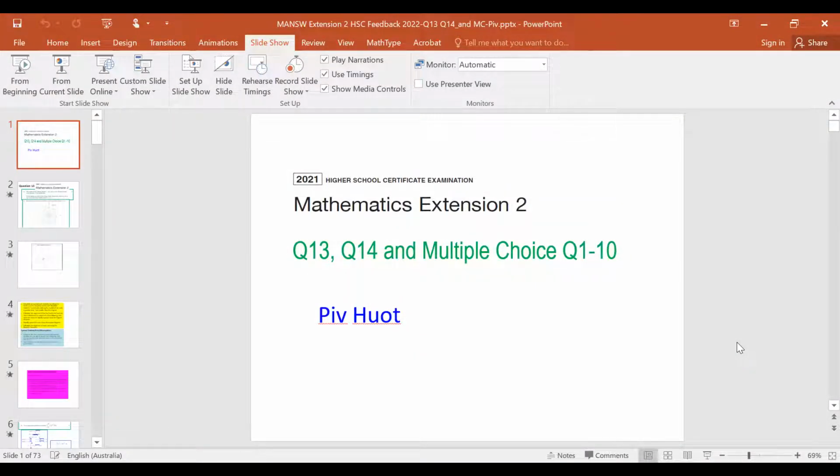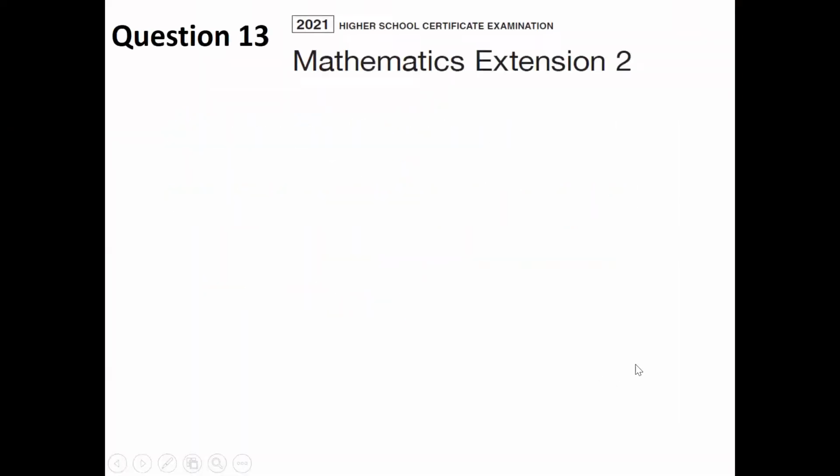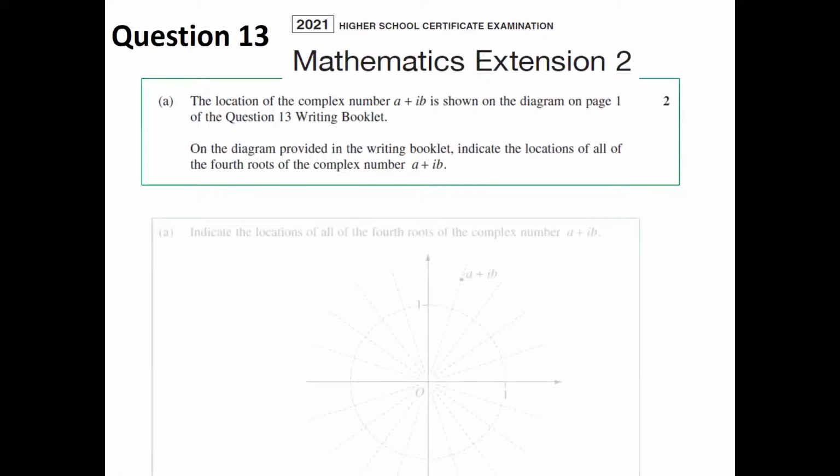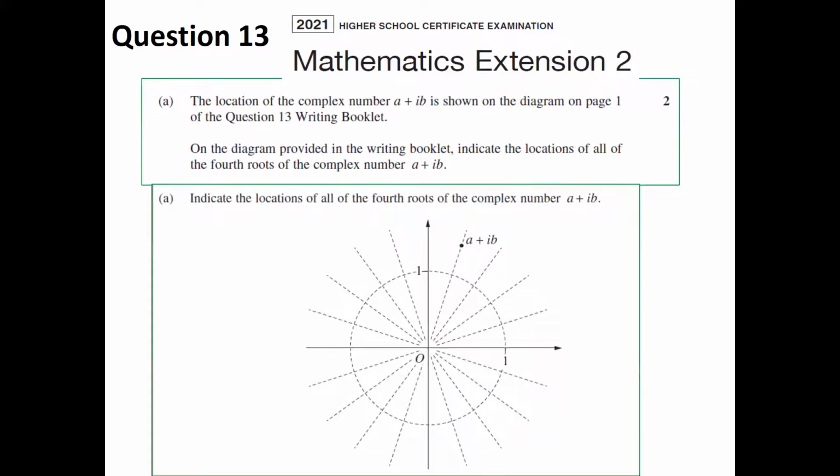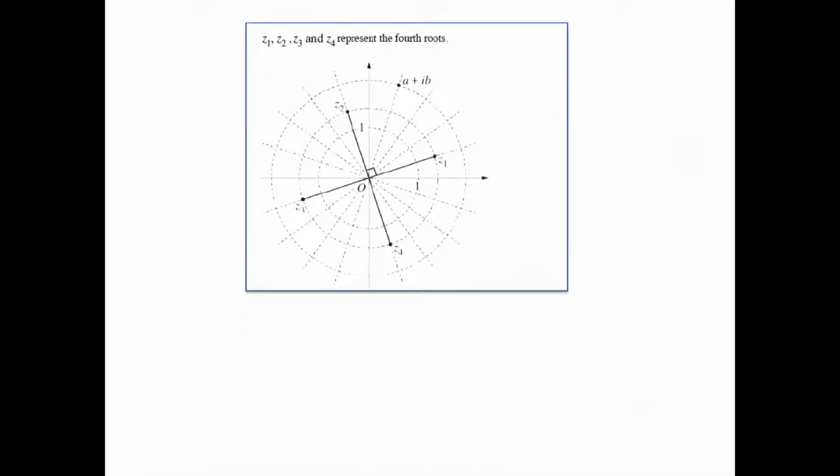I'm presenting the 2021 HSC Mathematics Extension 2, questions 13, 14, and multiple choice. (13A) indicates locations of all the fourth roots of the complex number a plus ib. Here's a solution to the question: Z1, Z2, Z3, and Z4.